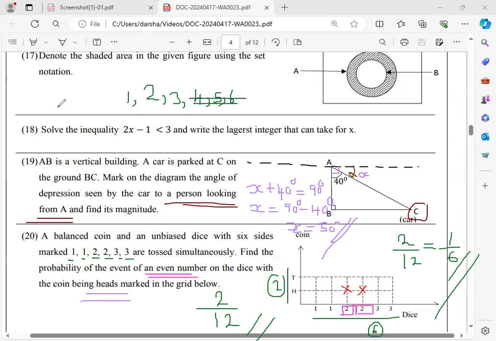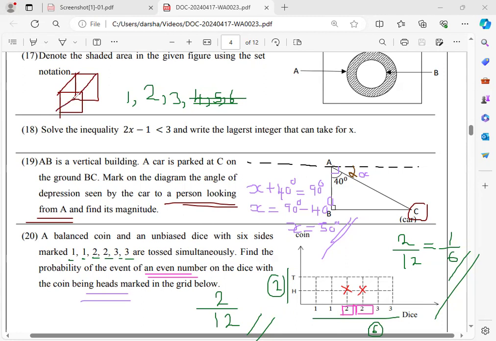We don't have these 3 numbers in the dice. That's what they're telling: an unbiased dice with 6 sides marked 1, 1, 2, 2, 3, 3. We don't have 4, 5, 6 in that dice. So if we draw a cubical dice, the dice looks like this.